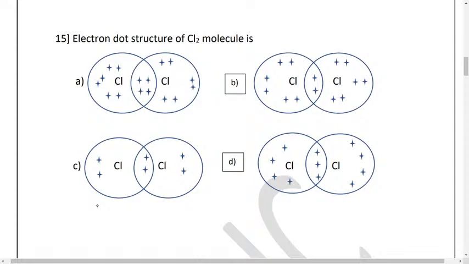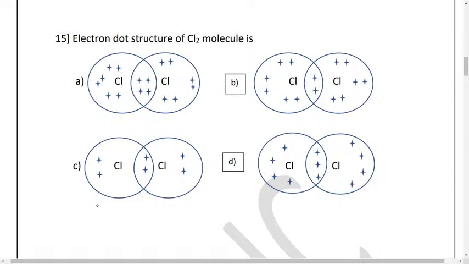Dear students, the electron dot structure is also called a Lewis dot structure. Who observed this structure for the first time? A scientist called Lewis. Therefore, it is also called a Lewis dot structure. This structure is the electron dot structure of a chlorine molecule. They have given here a chlorine molecule. That means 2 chlorine atoms are there.